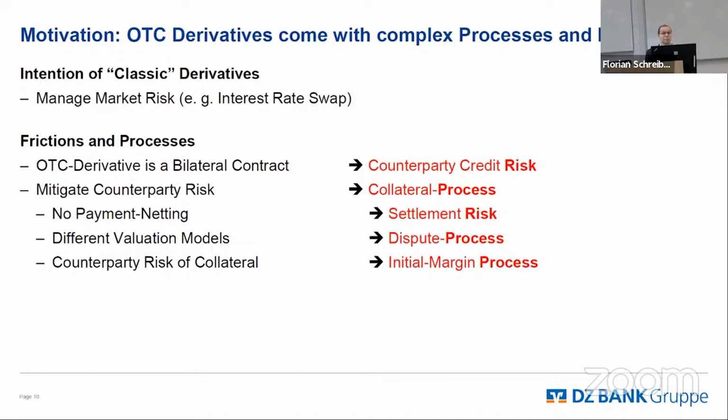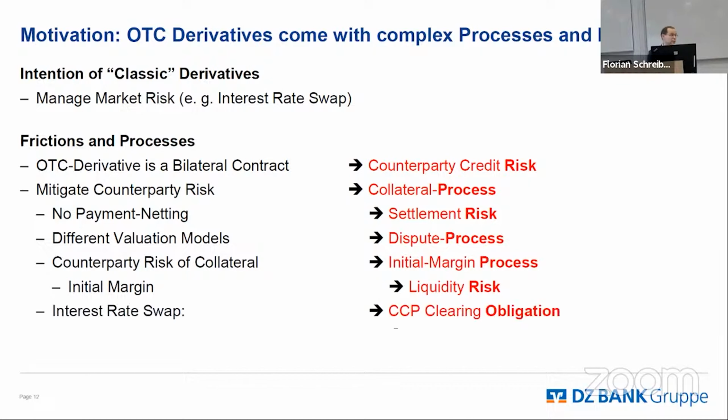So we have the initial margin process in place. And this exposes institutions to a larger amount of liquidity risk, because if markets change, these collateral amounts may change too. And looking at the interest rate swap, the regulator did exactly, maybe if we are all about DLT and decentralization, the opposite way. He centralized the post-trade processing.